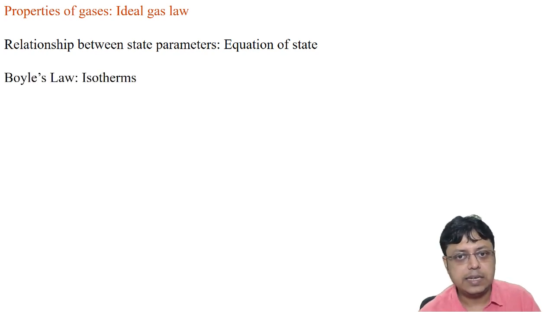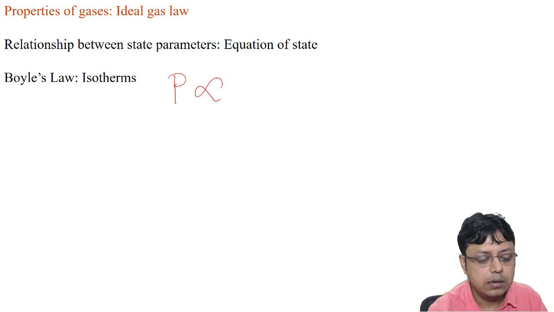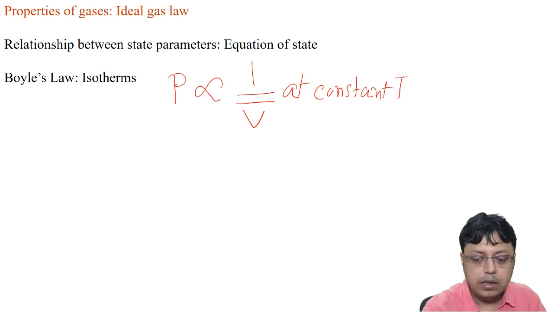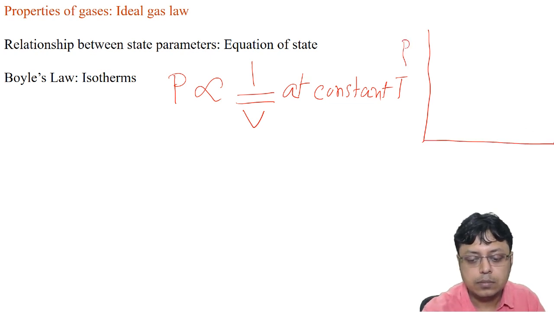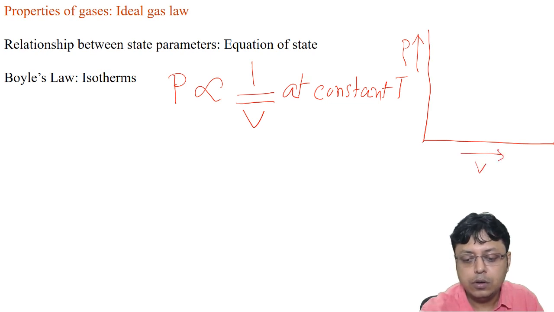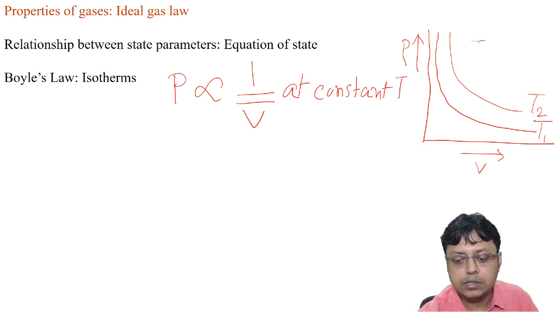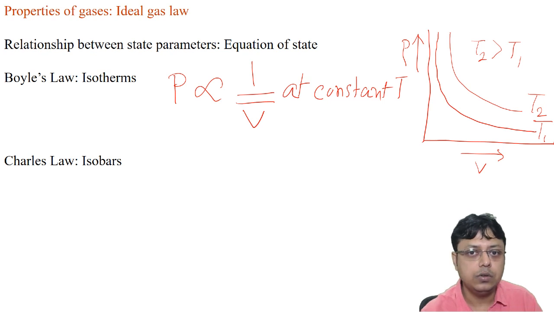You have learned Boyle's law, which states the pressure is inversely proportional to the volume at any constant temperature. So we can write pressure is inversely proportional to volume at constant T. If we plot it, the pressure versus volume curve looks like a rectangular hyperbola, which we call an isotherm because it is taken at a constant temperature. Now we can have several isotherms at different temperatures. For example, here I am drawing two different isotherms at two different temperatures, T1 and T2, where T2 is a higher temperature than T1.